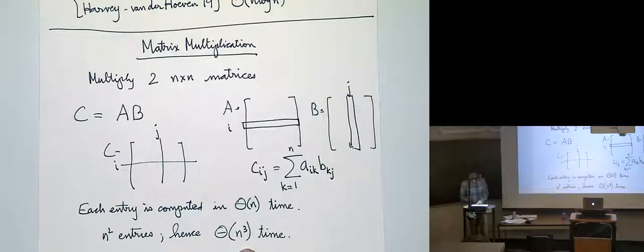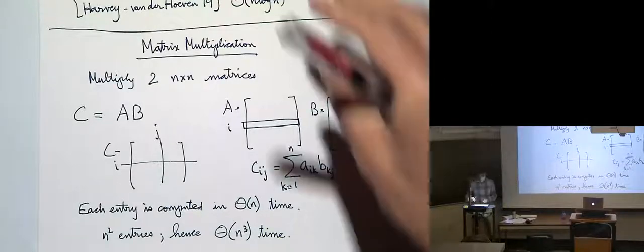Now, if you think about it, there are only n squared entries you need, and you're paying n time for each of them. Can you somehow do anything better, just like we did for multiplication? So again, we can essentially follow the same pattern as before.